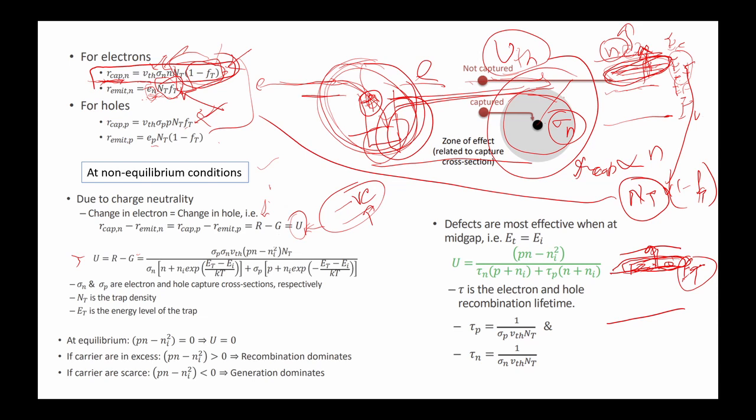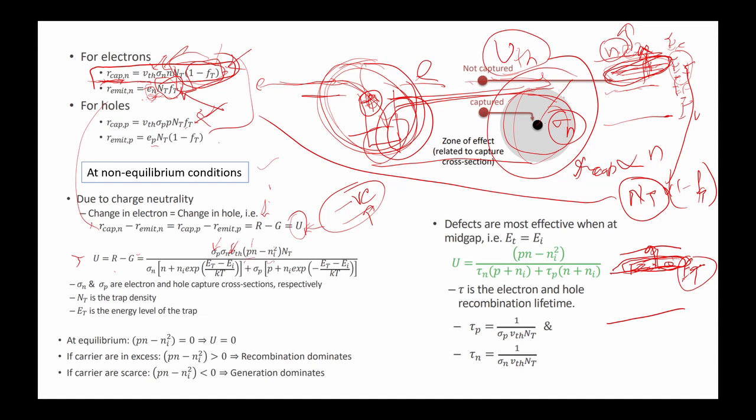By solving these, there is a long derivation of this that I am not covering here. It will come out to be R minus G equal to sigma. These depend on the capture cross section of the electron and the capture cross section of the hole. Sigma P is the capture cross section of the hole, and sigma N is the capture cross section of the electron. VTH is the thermal velocity; we have assumed that electron and hole are moving at the same velocity. Then there is Pn and Ni square.